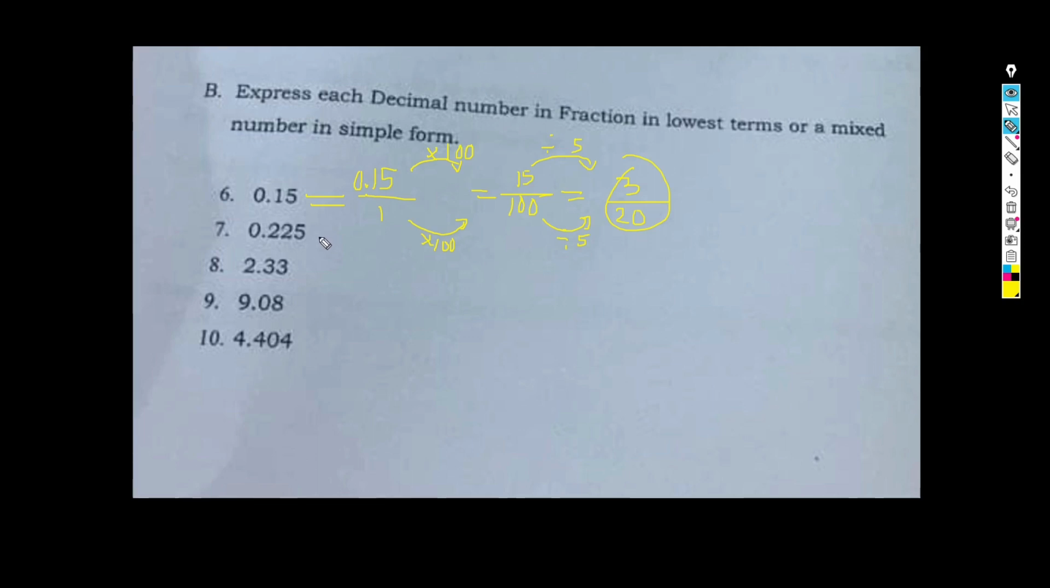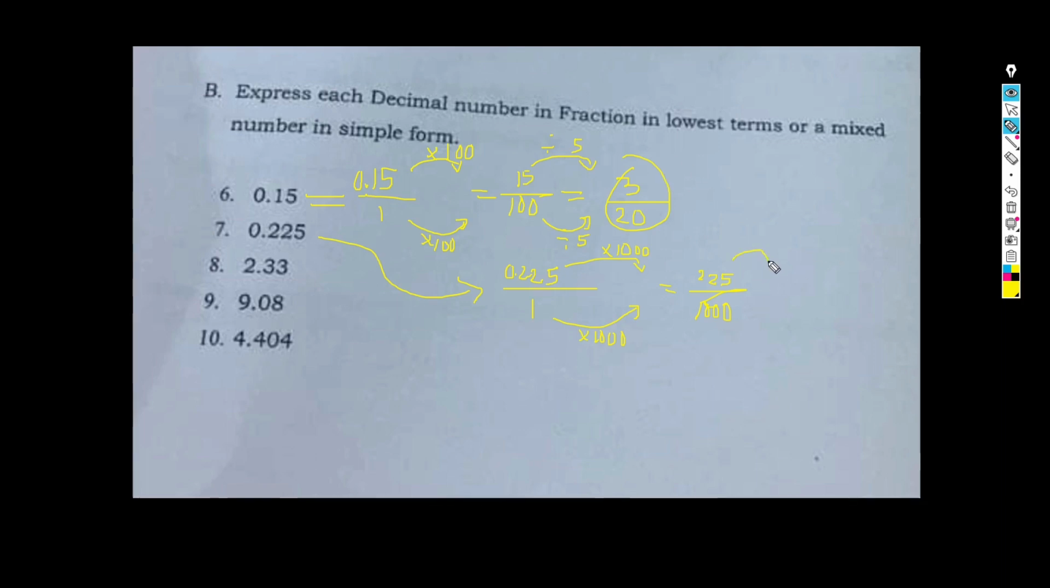Number 7. Okay, number 7, 0.225 divided by 1. Multiply it with 1000. Why? Because there are 3 decimal places. Multiply it with 1000 also. So this will be 225 over 1000.